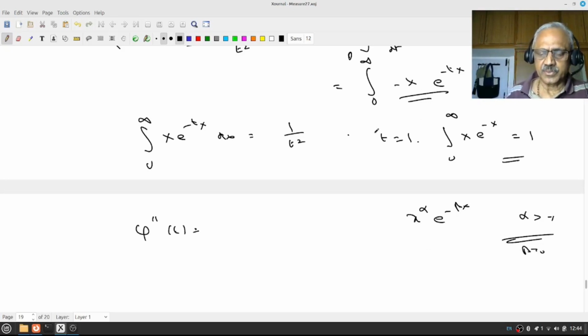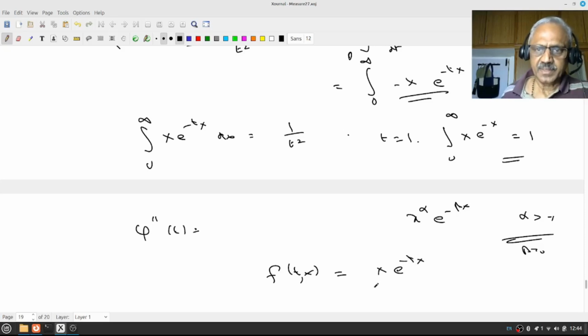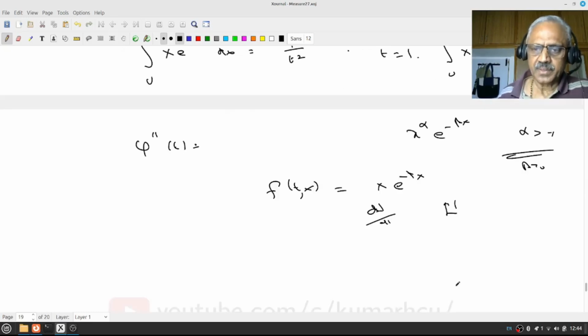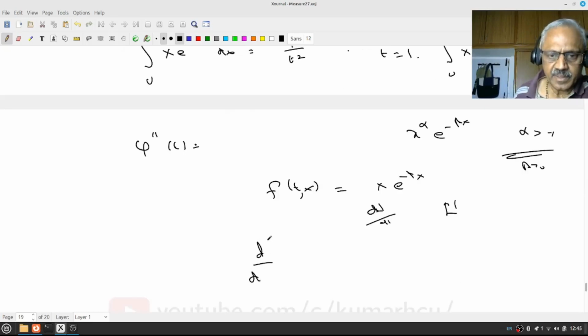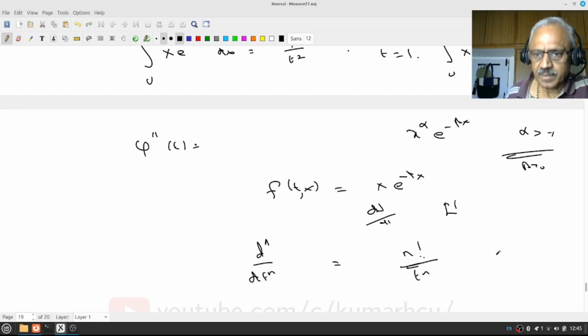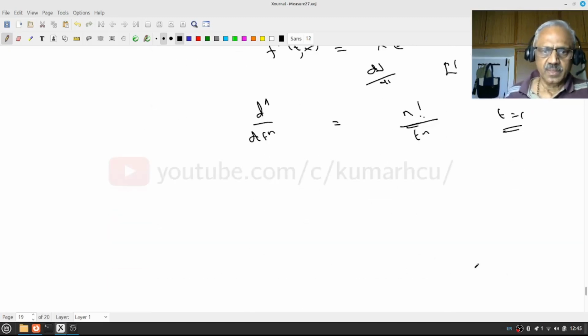Therefore for all these derivatives, my new f of t, x will be x into e power minus tx. Therefore you can differentiate, show that df by dt is L1, and keep on doing. Therefore I will have derivatives of d by dt power n of this. Okay, that will be something like n factorial by t power n, and put t equal to 1, you will get the result. Okay, so pause, review, proceed.